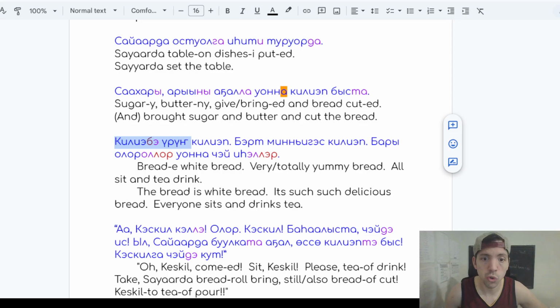Giliabe, urun, giliap, bert, miniges, giliap, butter, olor, wanna, chay, heller. The bread is white bread. It is such delicious bread. Everybody sits and drinks tea.